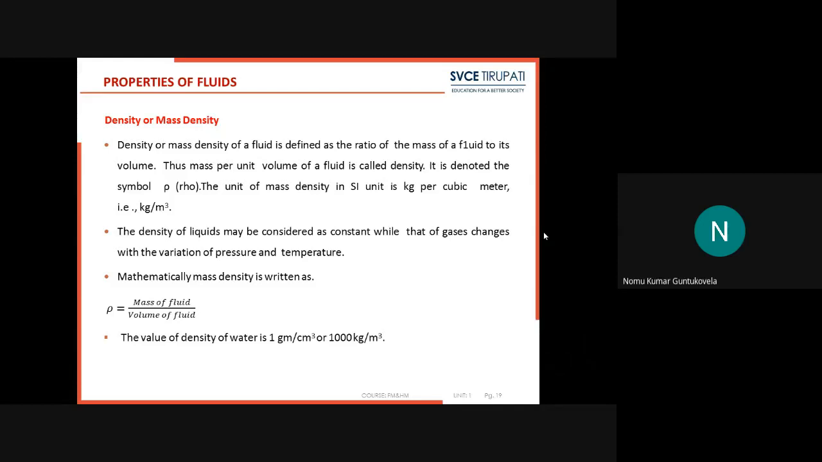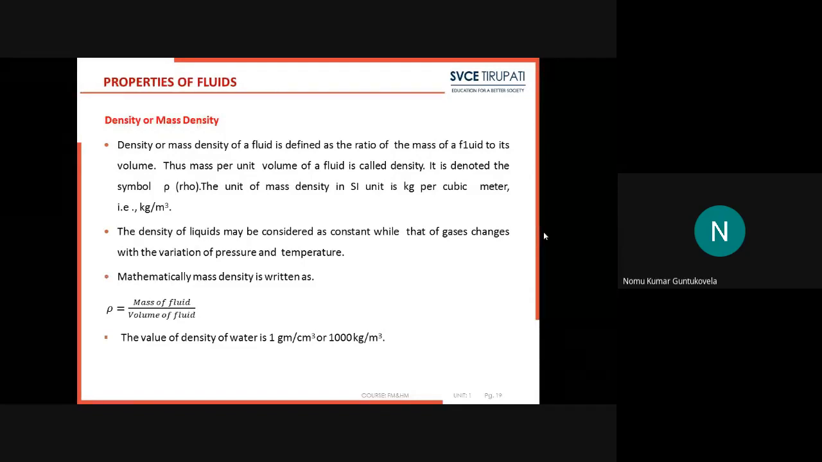The main thing is how we can derive Bernoulli's equation, what this Bernoulli's equation is. For this, first of all we are going to start with the properties of fluids.